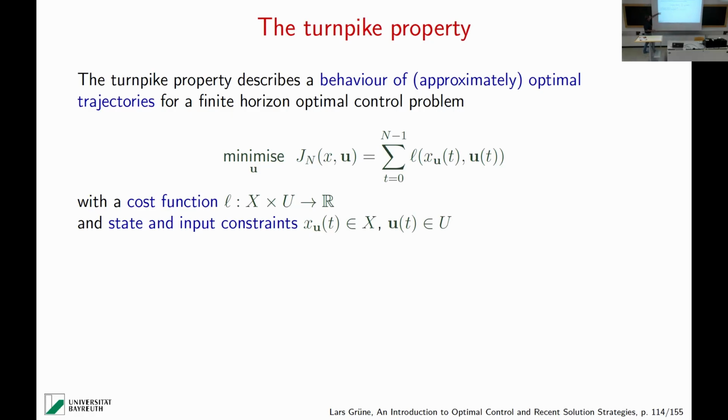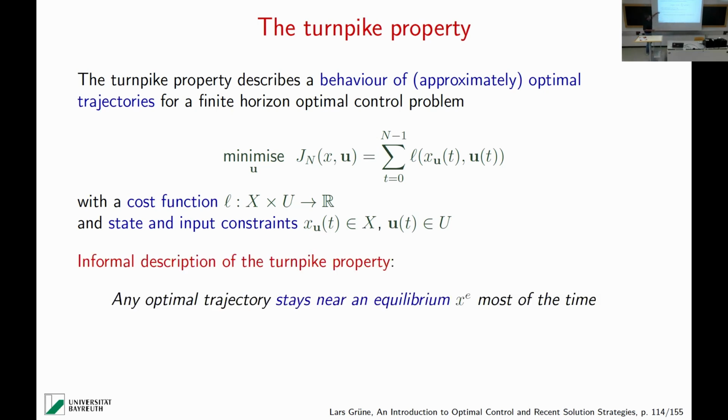We have a cost function, we have state and input constraints here, and the informal description of the turnpike property would be the following. It says that any optimal trajectory stays near an equilibrium, which we call xe here, most of the time. That's basically the simplest form of the turnpike property. There are much more complicated ones, but this is the one I would like to use here. Okay, why should that be the case?